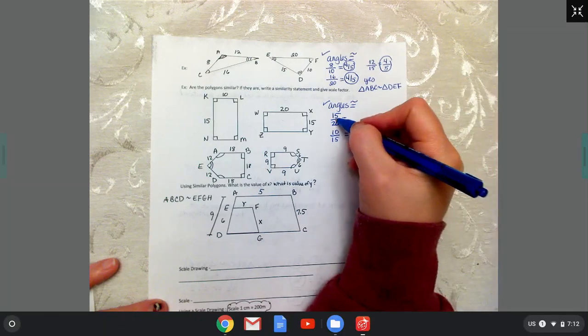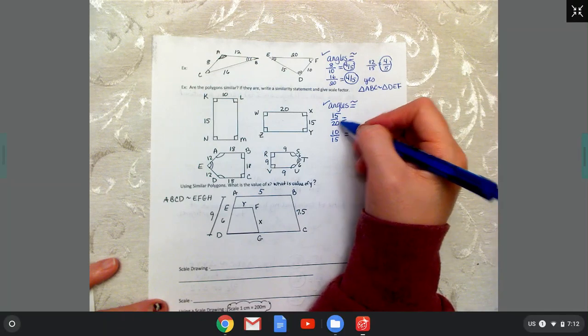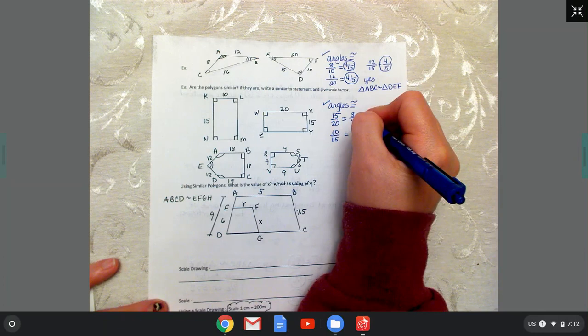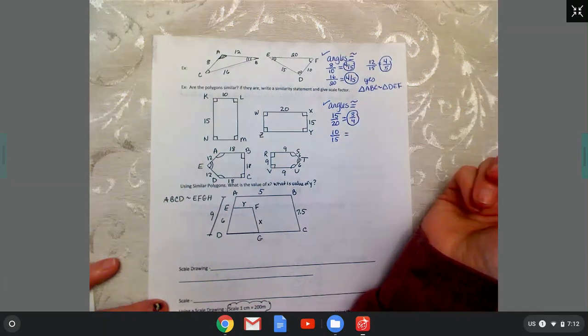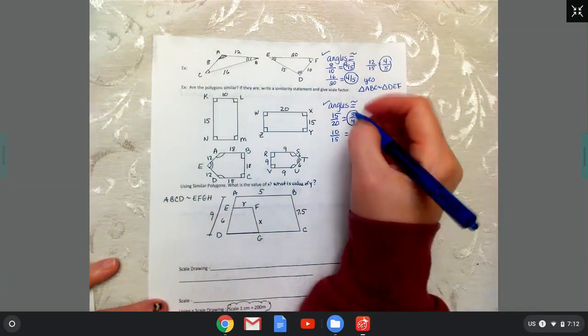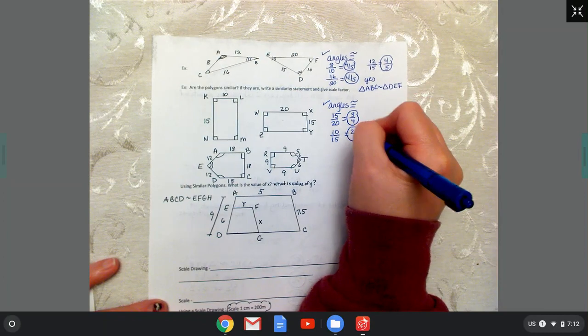All right, so 15 over 20 reduces to 3/4. And 10 over 15 reduces to 2/3. So they're not similar.